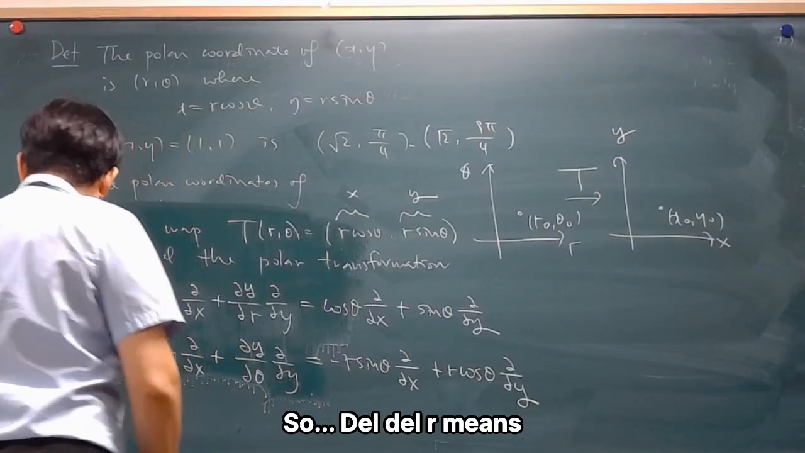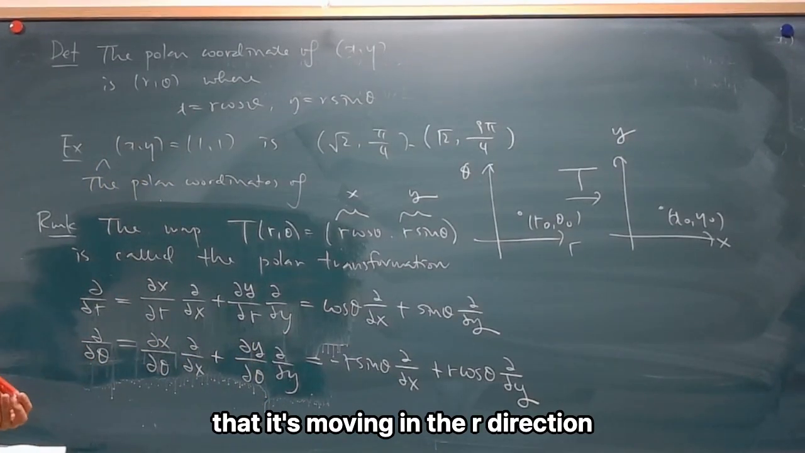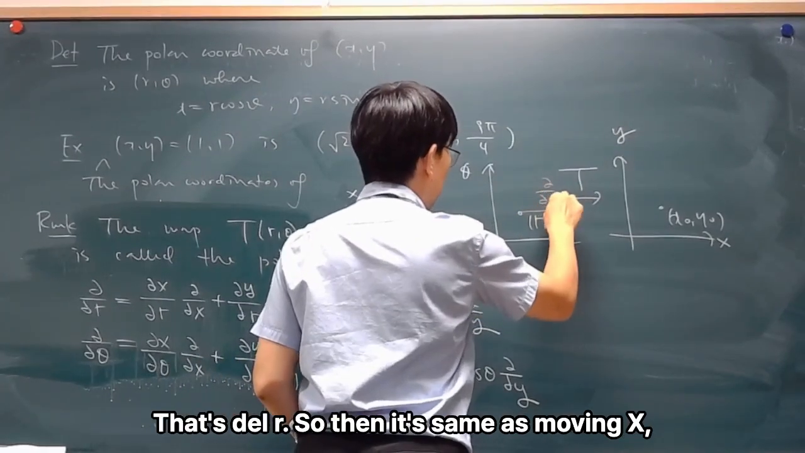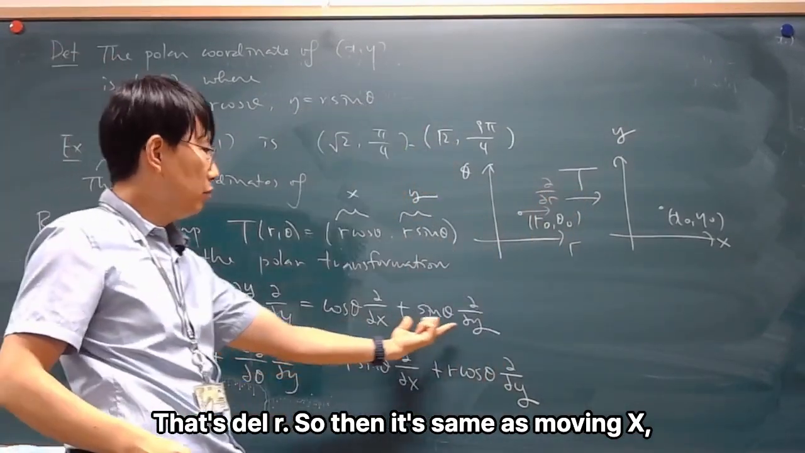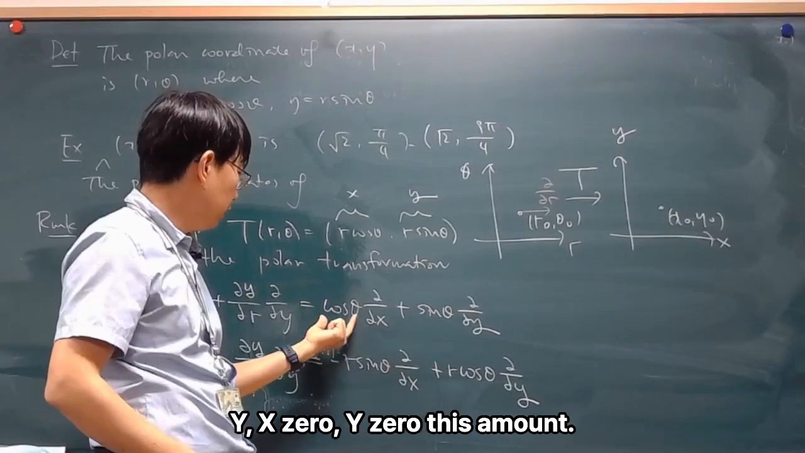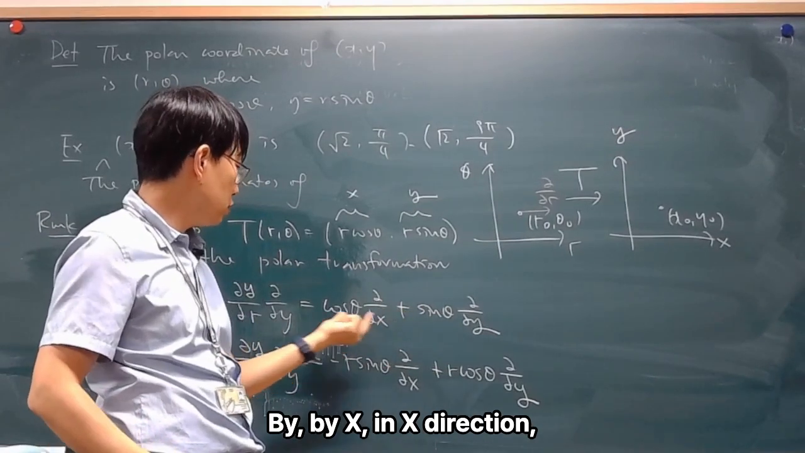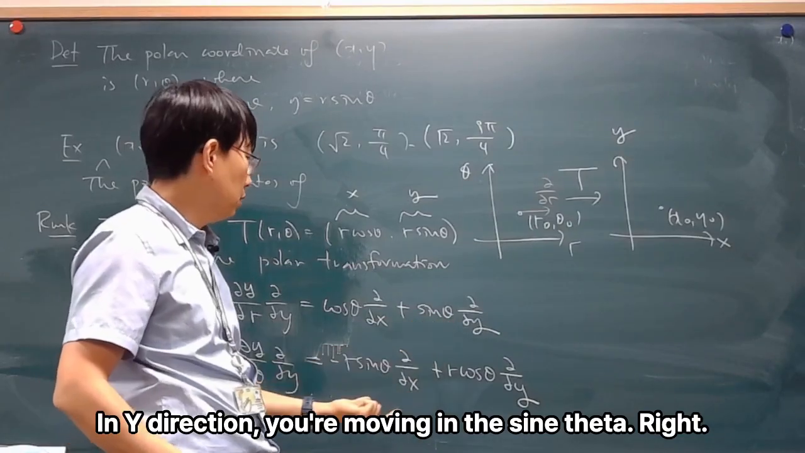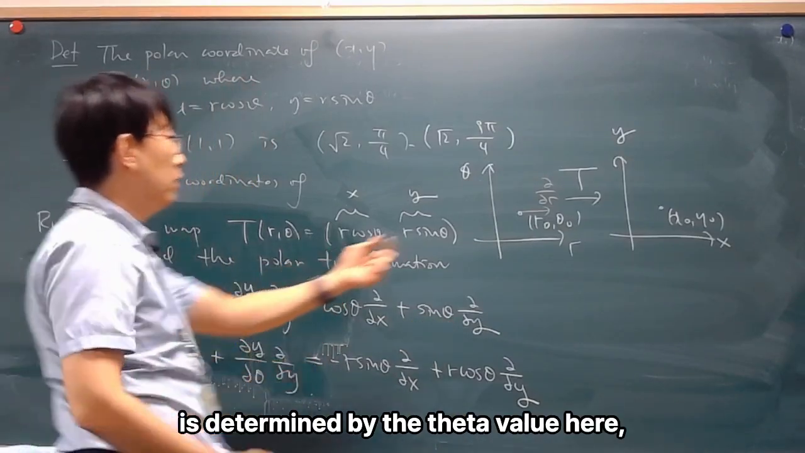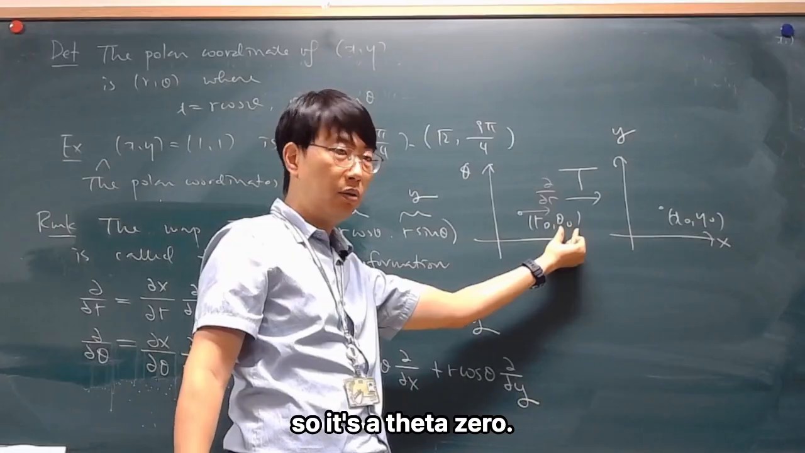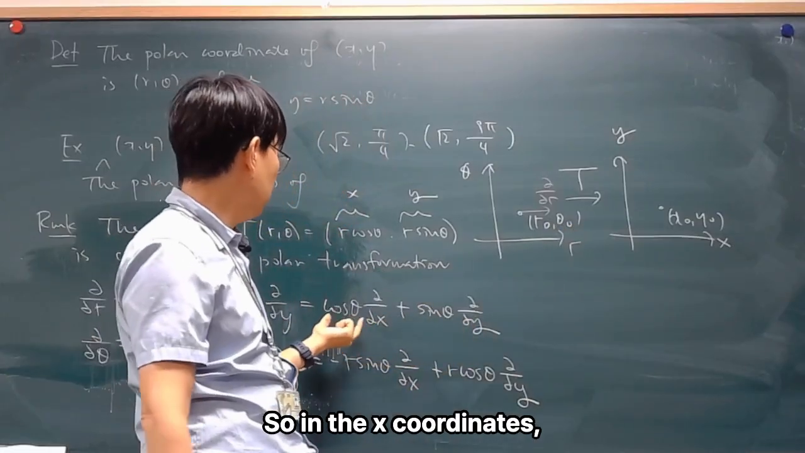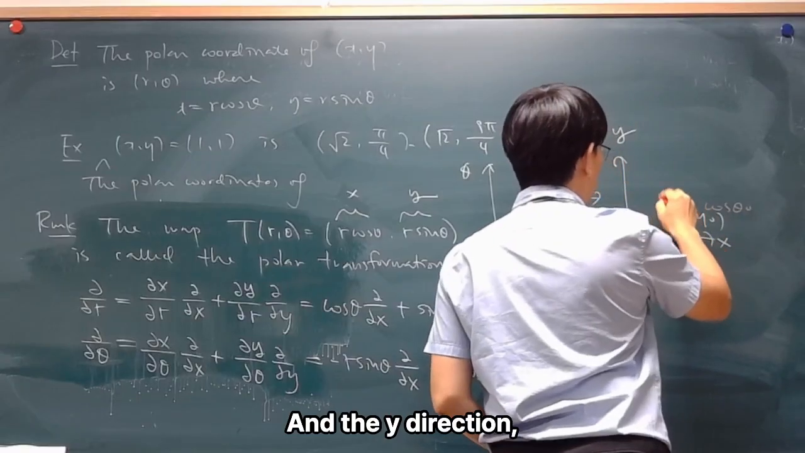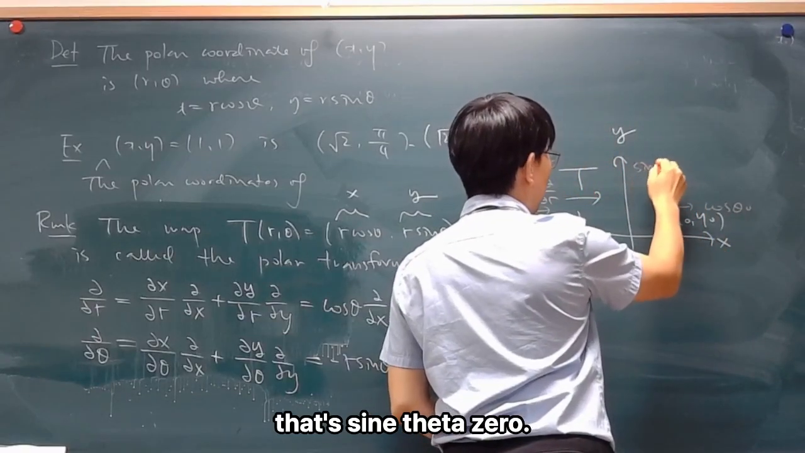So ∂/∂r means that it's moving in the r direction with unit speed. So we are moving in this direction. That's ∂/∂r. So then it's the same as moving from (x0, y0) by this amount. In the x direction, you're moving by cosine theta. In the y direction, you're moving by sine theta. Right? So theta here is determined by the theta value here. So it's theta 0. So in the x coordinates, the amount of movement is cosine theta 0. And in the y direction, that's sine theta 0.